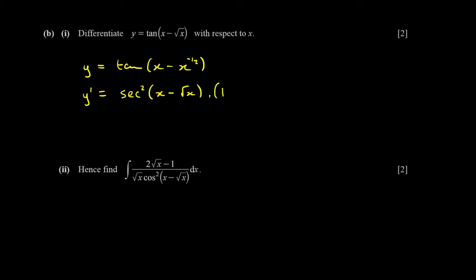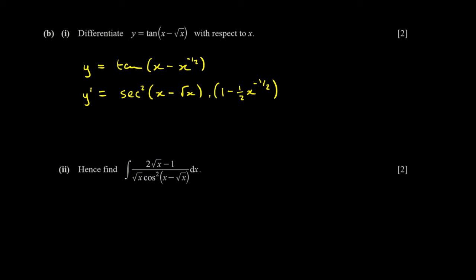And if I differentiate x to the power of a half, I get a half x to the power of minus a half. Okay, so again, what have I done? I've differentiated the big function, I get sec squared. And then I take the little function on the inside, I differentiate that, and I multiply through.